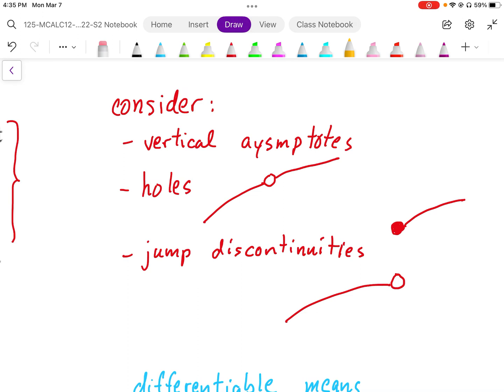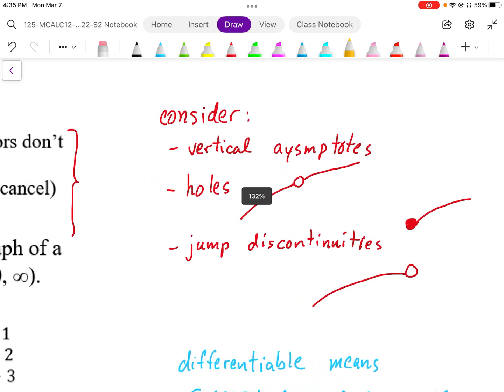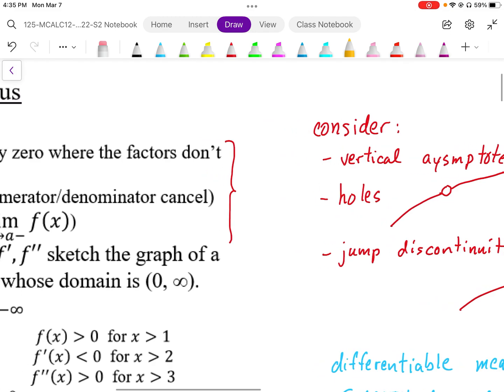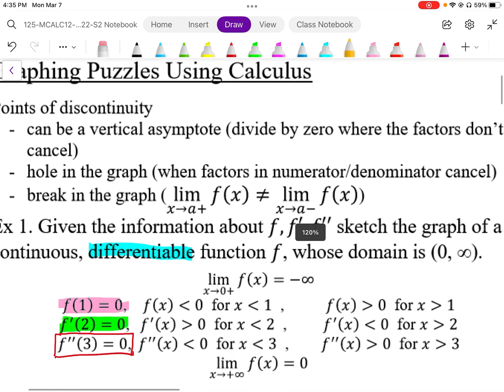Non-differentiable points as well. I haven't added in here, but these might be things where it is not smooth and continuous. So vertical asymptotes, holes, where the left-hand limits and the right-hand limits don't equal each other, where we get jump discontinuities. So these are some things that we should be conscious of.